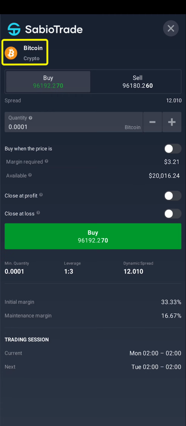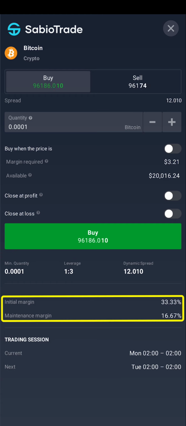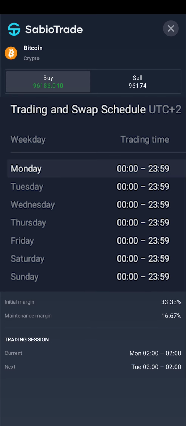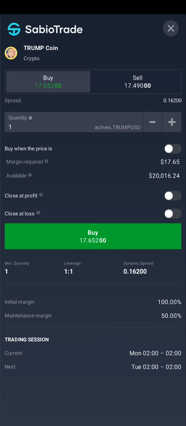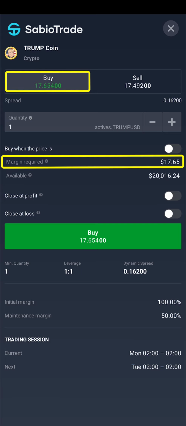Next, let's look at cryptocurrencies. For most coins, the leverage is 1 to 3, 10 times lower than forex pairs, due to their significantly higher volatility. As a result, the initial margin and maintenance margin are 10 times higher. Cryptocurrencies trade 24/7. For certain highly volatile or high-risk assets, like Trump coin, the leverage is 1 to 1. This means that to buy a coin priced at $17.65, you'd need the full amount in your account.